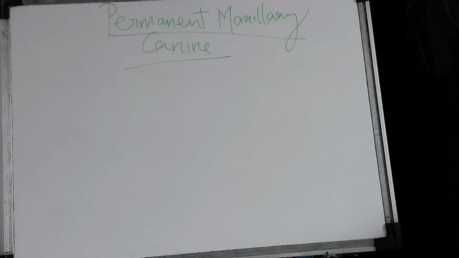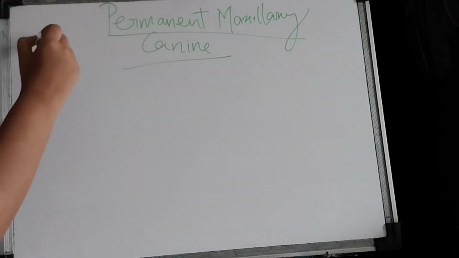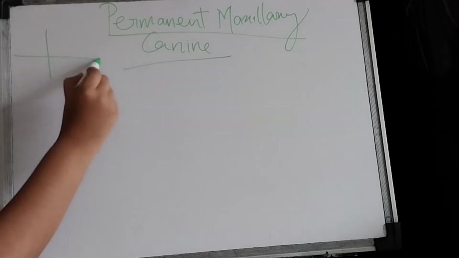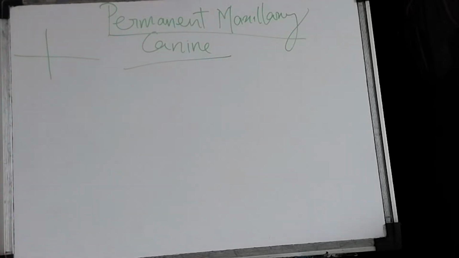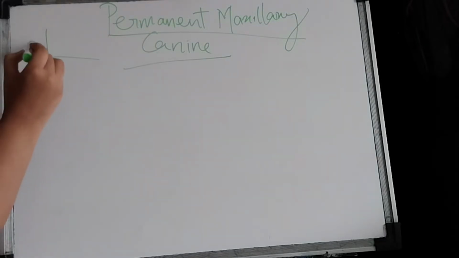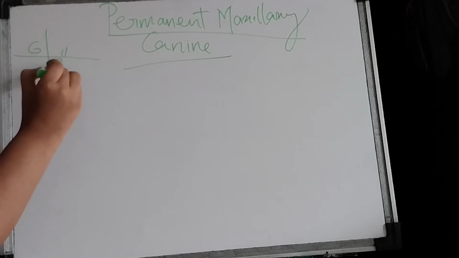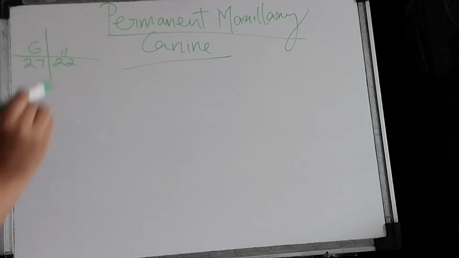What is the numbering system for canines? I will just show the universal numbering system, but I have made a series on that numbering system. If you haven't watched it, do watch it in the playlist. So let's just see it for canines. Okay, so where are canines present in the arch? So the numbering system for canines is this.